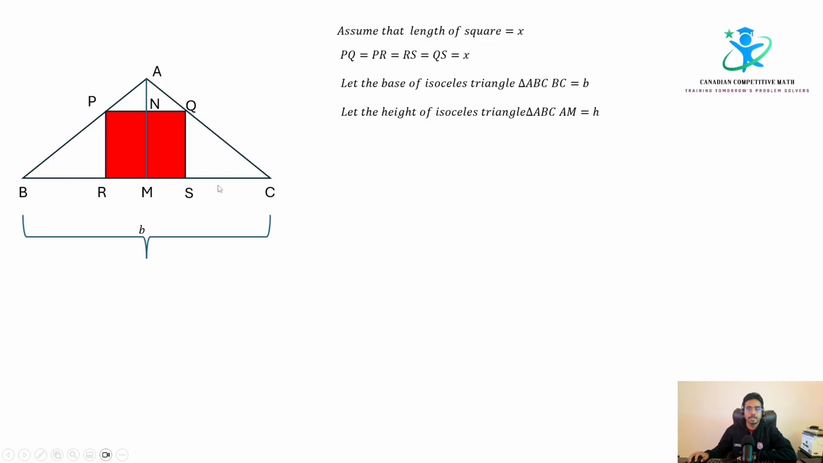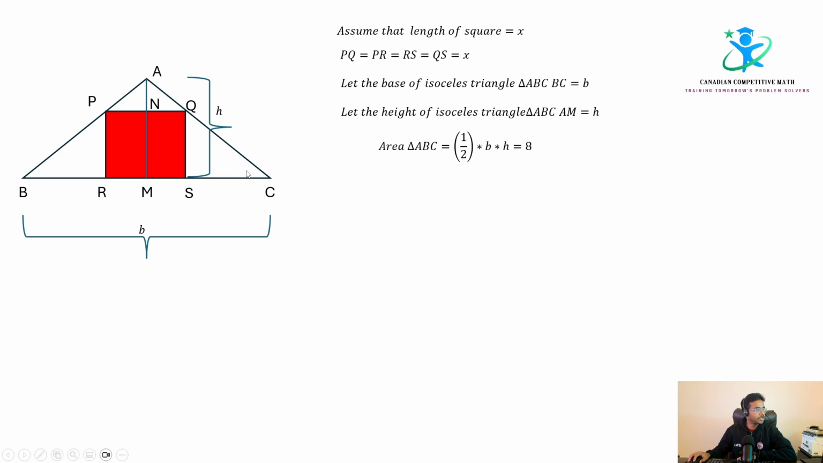Since ABC is an isosceles triangle, the perpendicular line from A to BC, which is the height, will bisect BC, meaning BM equals MC. We'll come back to that later. So for now, we assume that AM equals h. So what do we get from there?